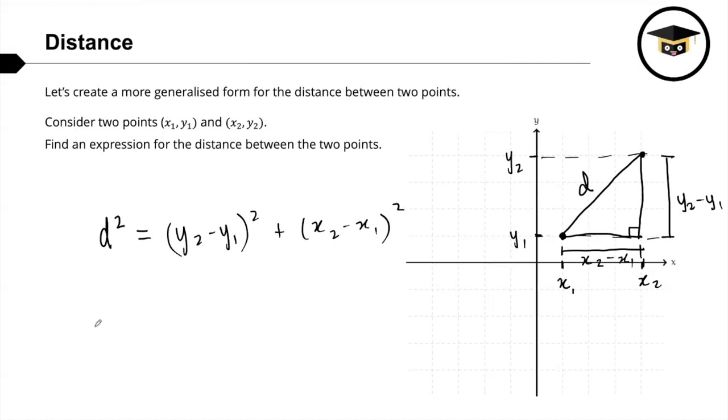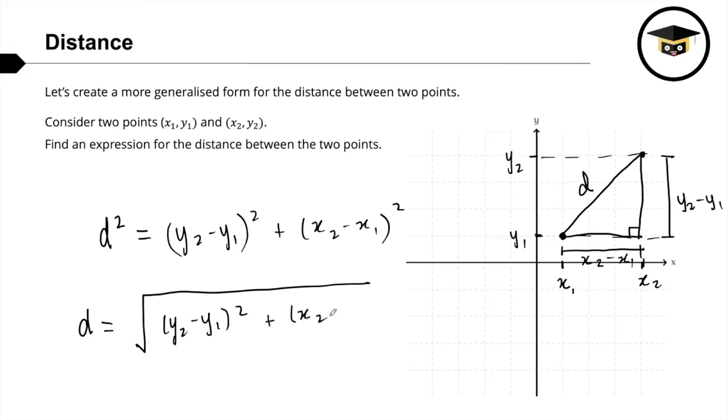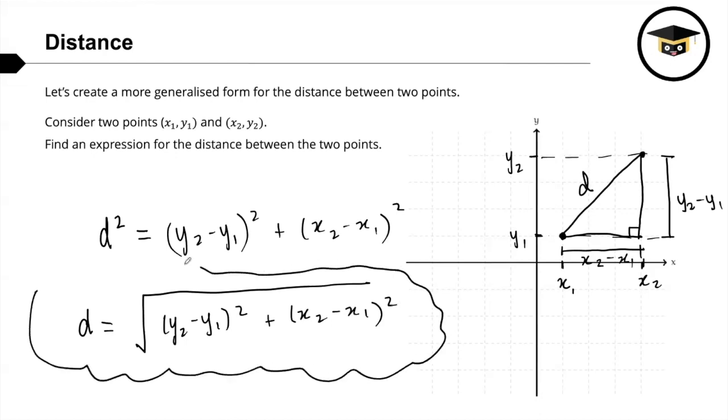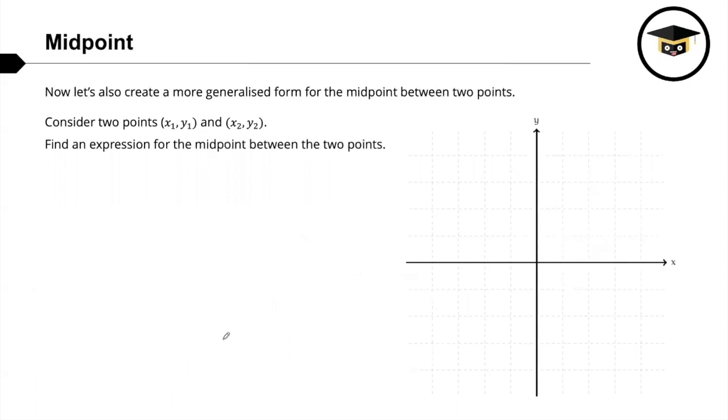So now to figure out d, which is what we want, we square root both sides. So that's going to be y2 minus y1 all squared plus x2 minus x1 all squared. And this is the distance formula we use in coordinate geometry. So whenever we're given 2 points, we can find out the distance between them by subbing it into this formula. And we'll do more practice questions to develop our skills in doing this.